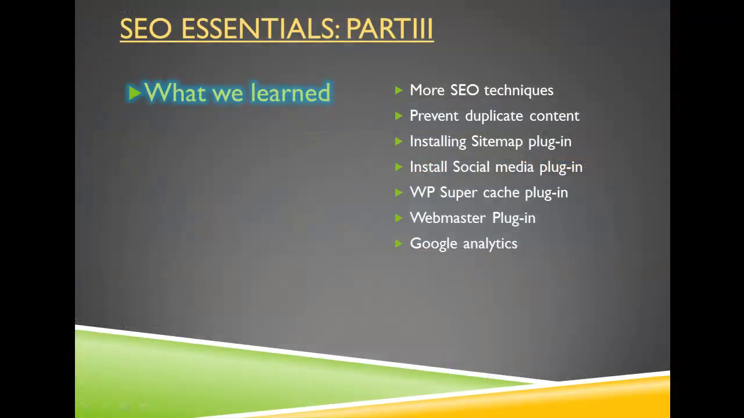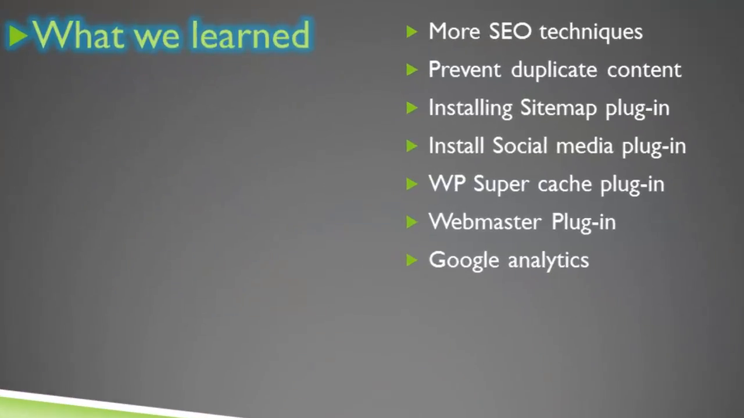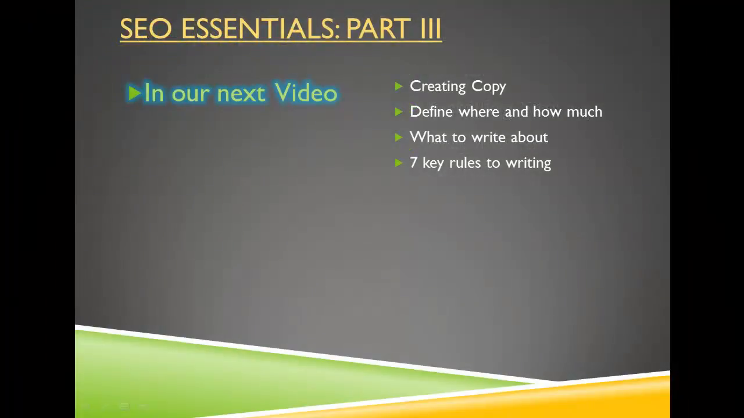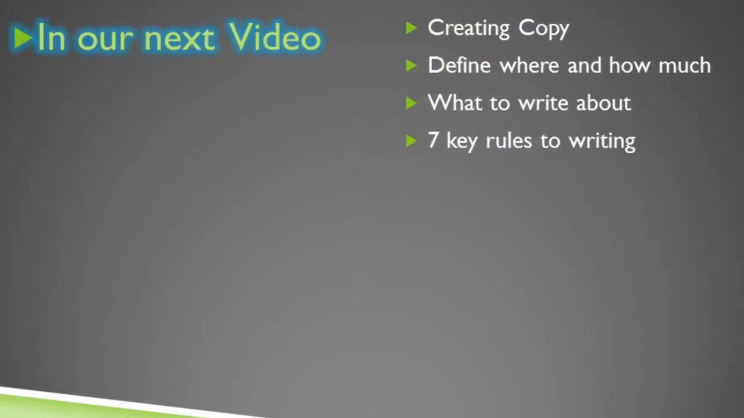So what did we learn today? We learned a little on how to prevent duplicate content with the robots.txt file, how to install the sitemap plugin, the importance of social media and how to install and manage your plugin, how to create a super fast site with the WP Super Cache, and how to install the Google Webmaster plugin and use Google Analytics. In our next video, we will cover copy creation, including where and how much, what to write about, and 7 key rules to write about.